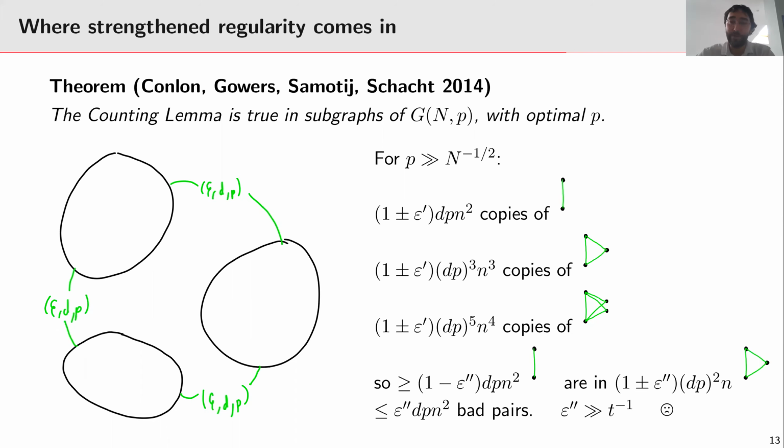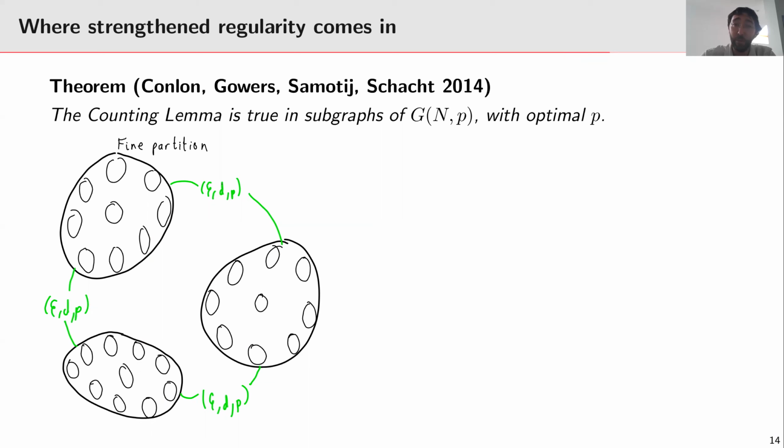Okay, so this is where strengthened regularity comes in. Let me try and explain what this looks like. With strengthened regularity, we still have the partition we had before. This is called the coarse partition. Here are 3 parts in it. We will still find a triangle of green epsilon dp regular pairs. So there nothing has changed. But now we have in addition something called a fine partition. This is just another regularity partition that refines the coarse partition. So that's these little bubbles within the big ones.